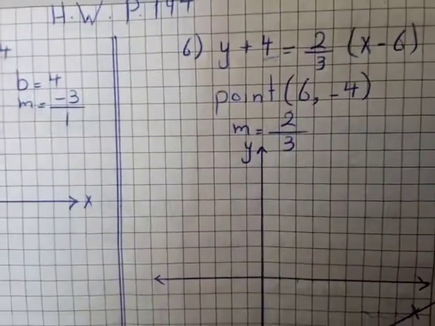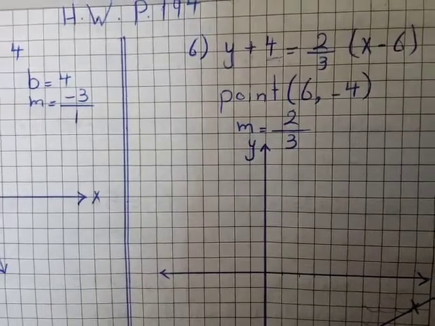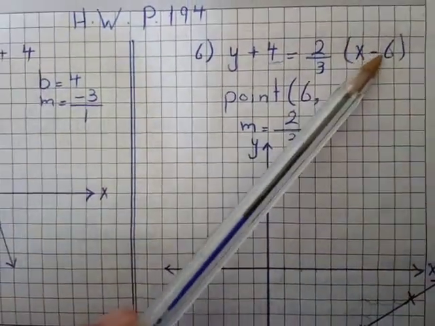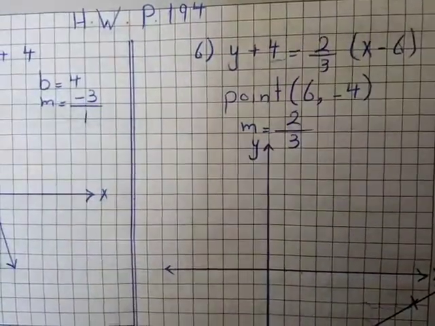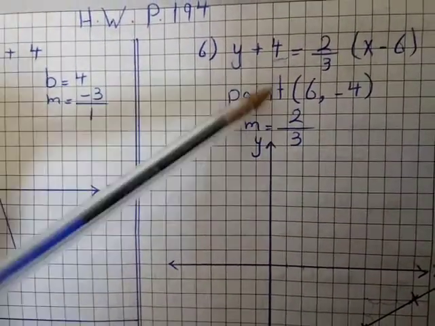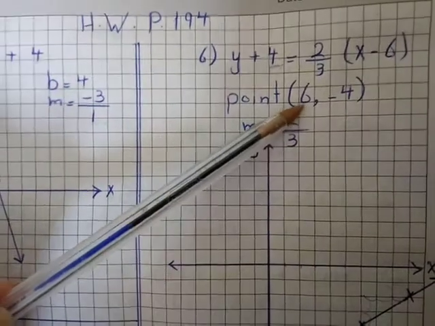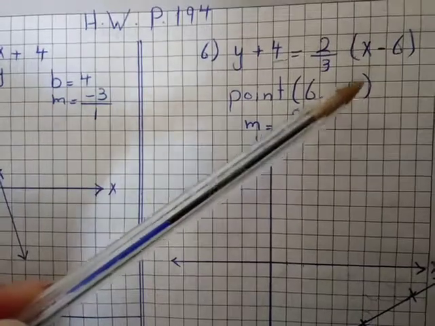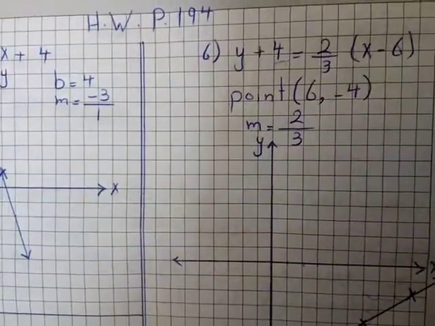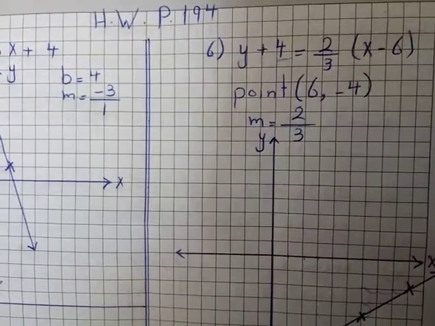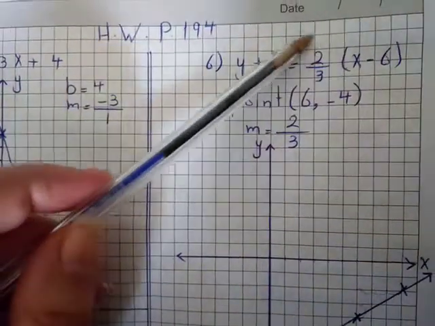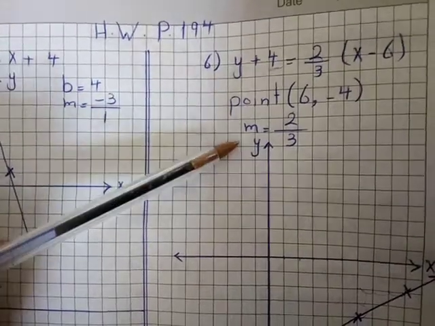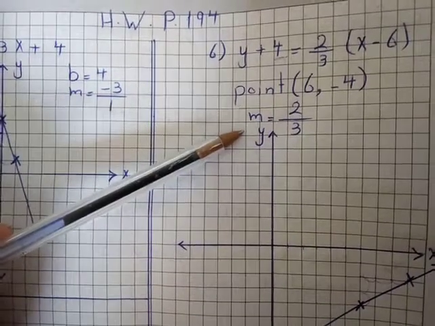I said please get the opposite of the number. Here x minus 6, so it's negative 6, so inverse it, or get the opposite, so it will be 6. And here positive 4, so the y will be negative 4. So this is the point. The point is 6 and negative 4. And what is the slope? 2/3. We have a point and we have a slope, so we can graph the line.